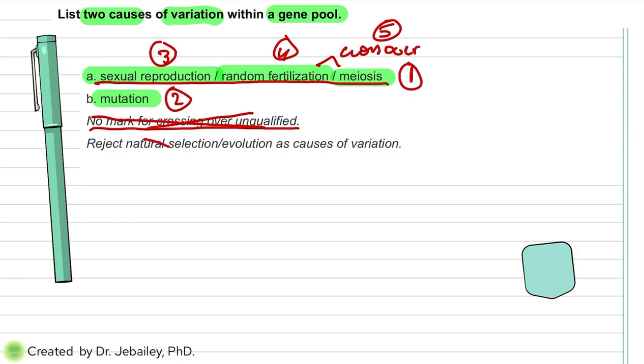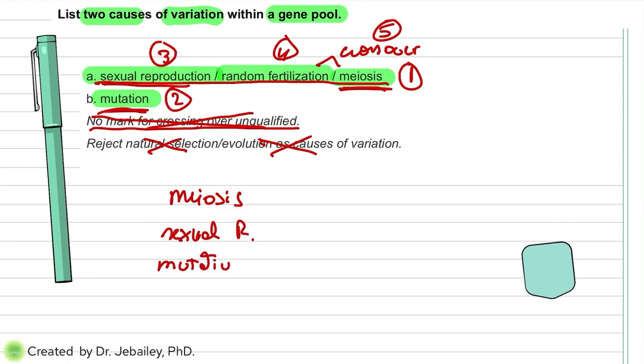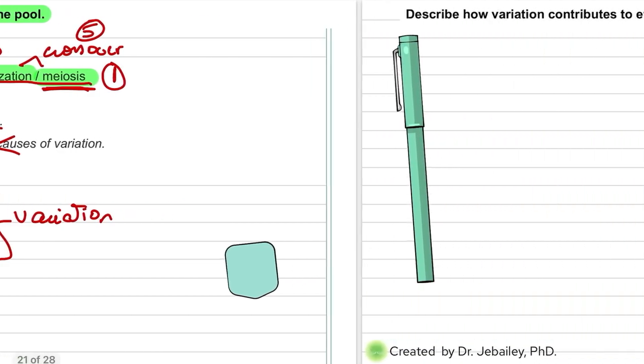And it says reject natural selection, evolution causes variation. So it's very interesting that sometimes IB does change the mark schemes. But here's the most important thing. If you mention meiosis, mutations, and sexual reproduction, these 3, there is no chance that you will get any points wrong. Okay, sometimes crossover they accept, sometimes they don't. But with these 3, there is no chance that you're going to lose the points.